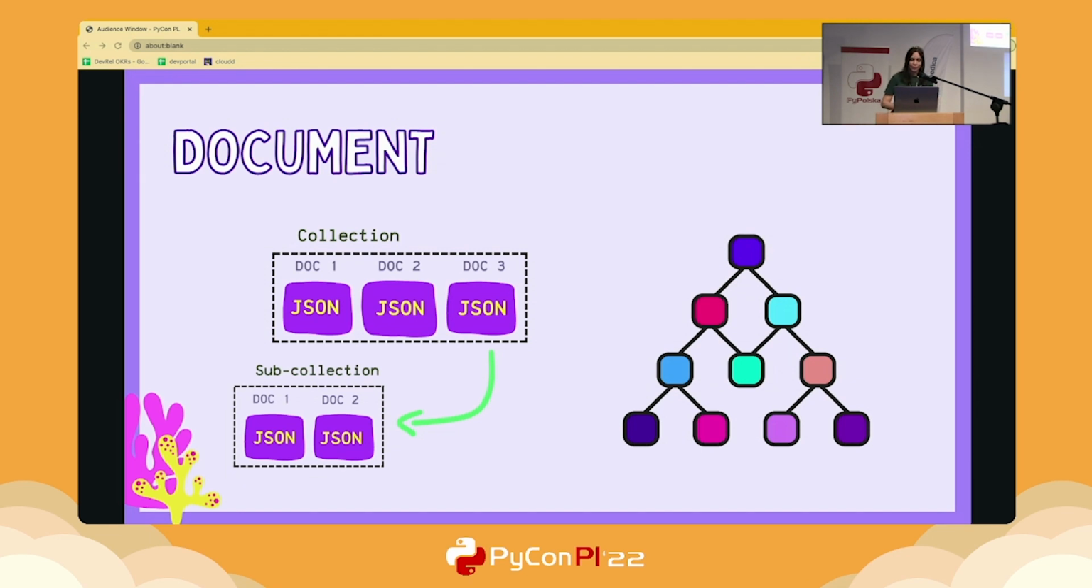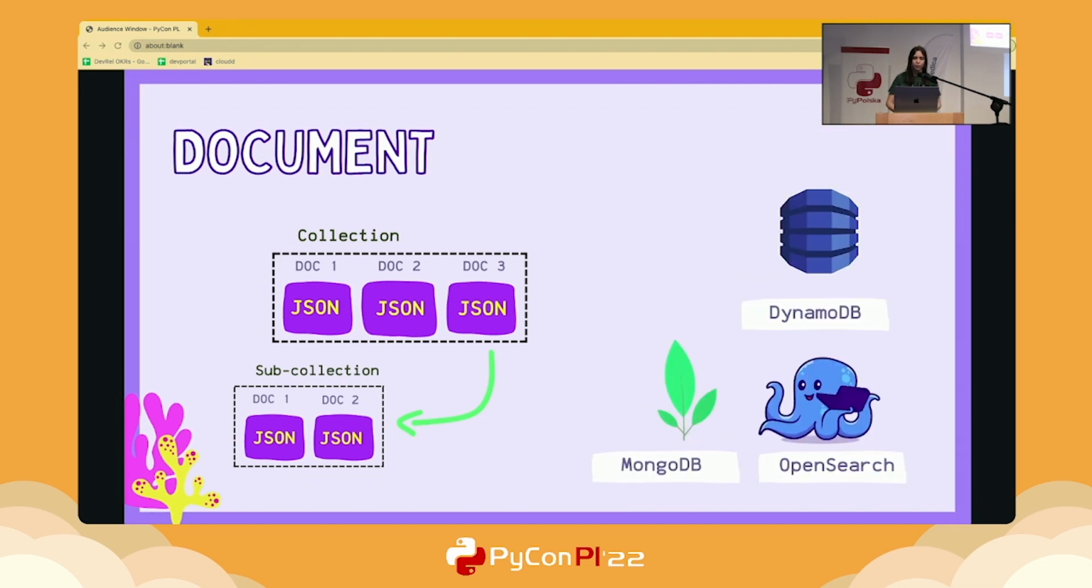It's very fast to read. It's faster to read than to write. Why is that? Because when you are reading, you pick up the whole document and you can read it. But when you want to write, and for example you just want to modify one single line in your document, this becomes costly. Some examples of document databases are DynamoDB, MongoDB, OpenSearch, and so on. So that's how document databases work.